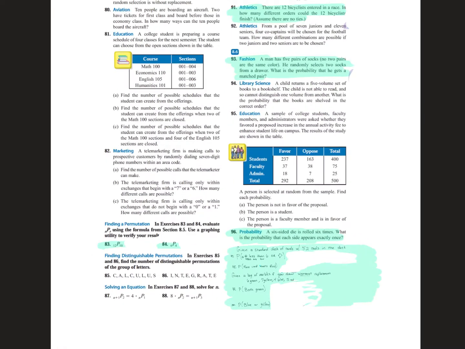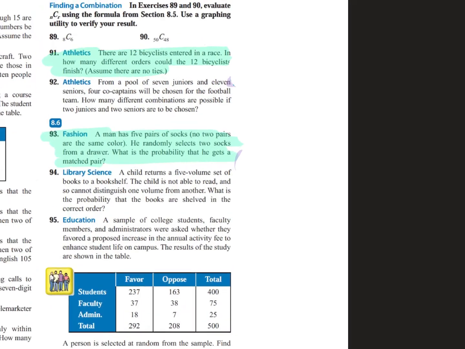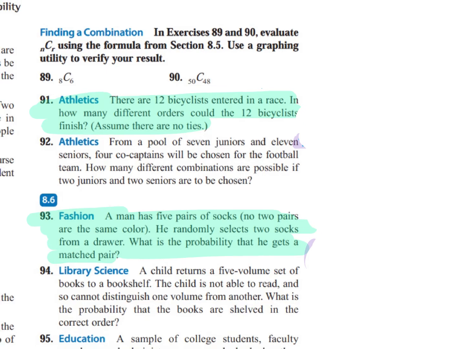So next page is probability. For 83 and 84, we just use the formula, so make sure you're using the P one, not the C one. They're a little bit different. Then let's look at 91. So there are 12 bicyclists entered in a race. In how many different orders can the 12 bicyclists finish?